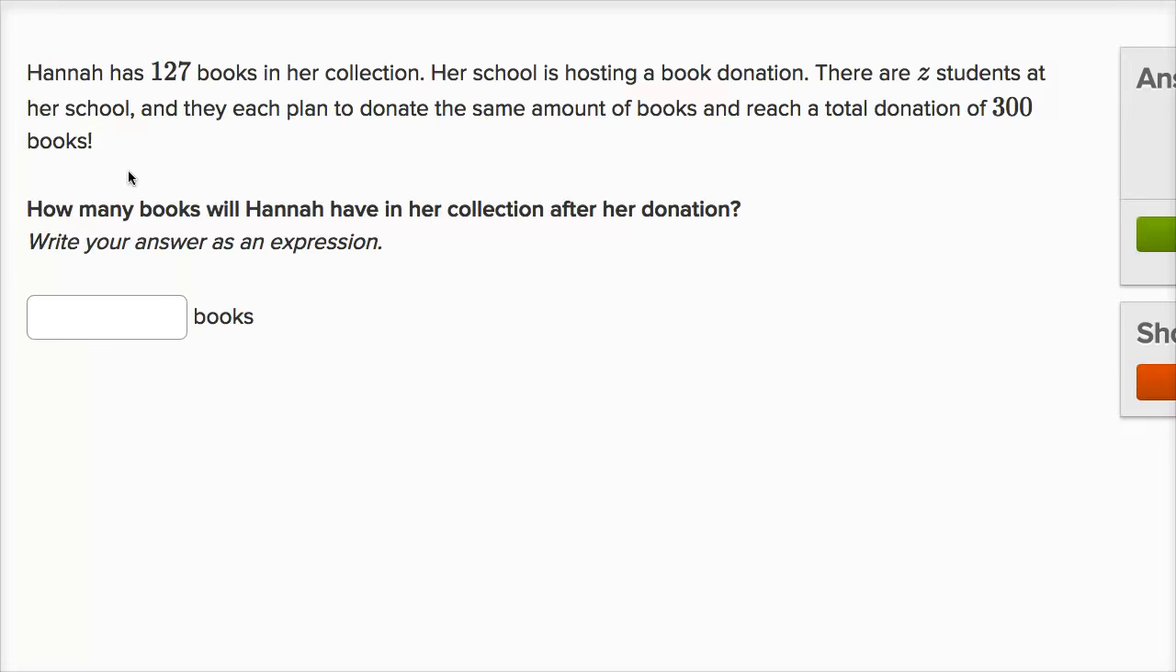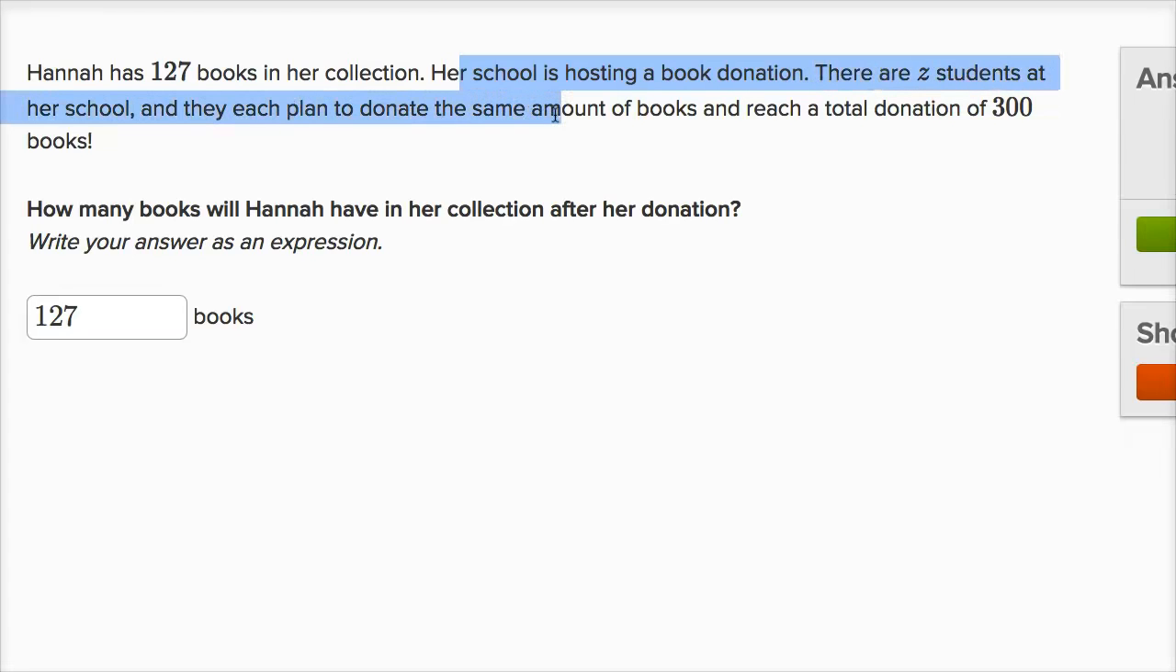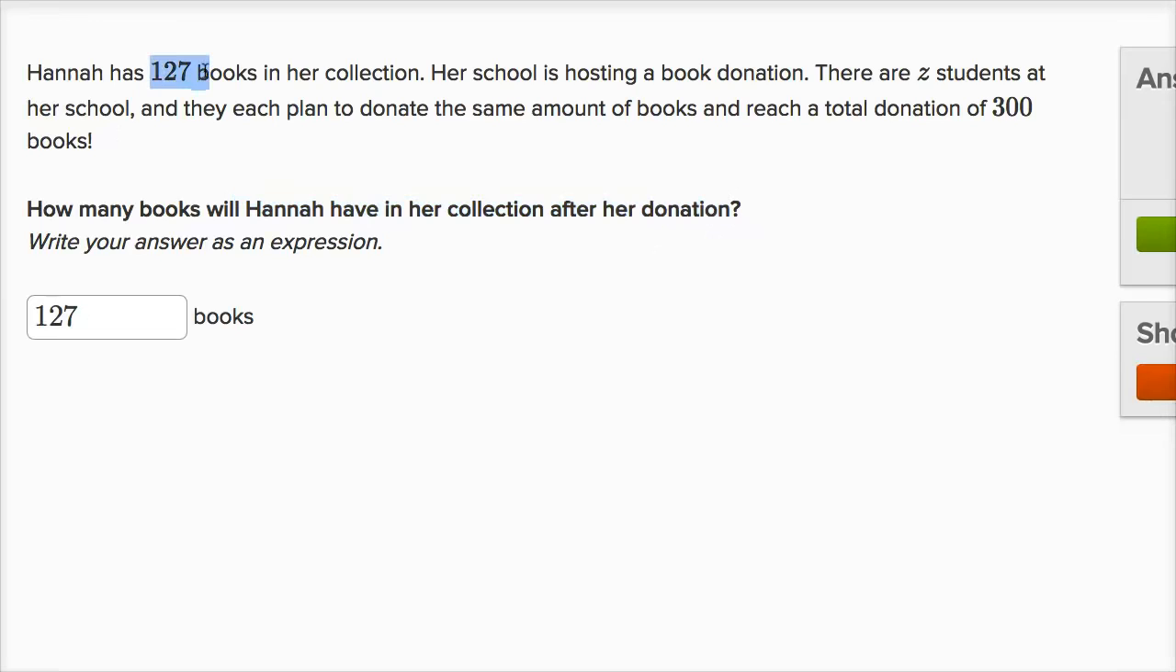All right, so let's think about it. Hannah has 127 books in her collection. That's how much she has in her collection. Her school is hosting a book donation. There are Z students at her school, and they each plan to donate the same amount of books and reach a total of 300 books. How many books will Hannah have in her collection after her donation? So 127, and I just reread it because at first I was like, okay, wait, is 127 the amount of books that Hannah has or the amount that her school has? We'd be very clear. 127 is the number of books Hannah has.